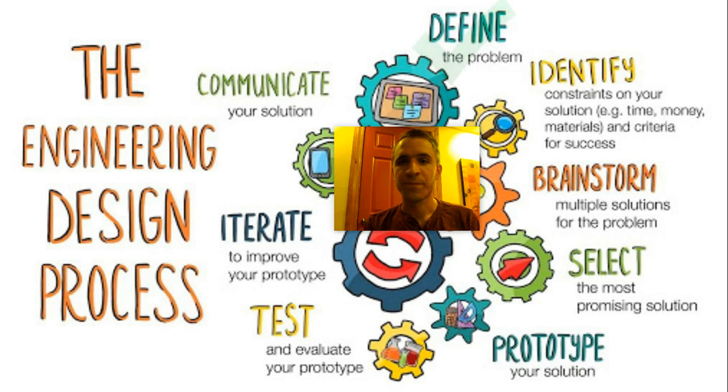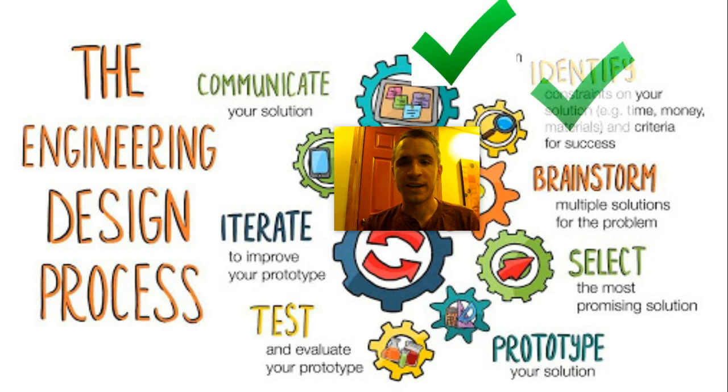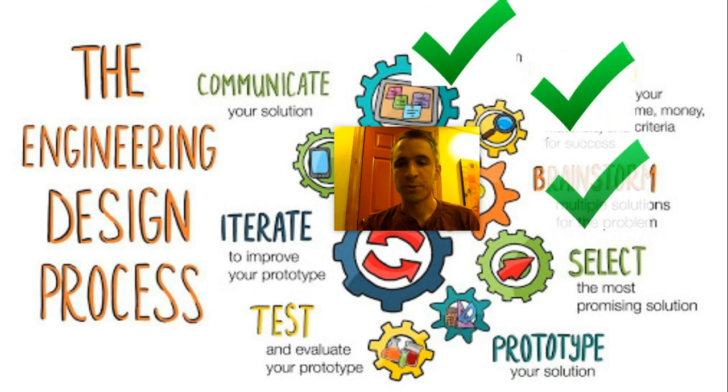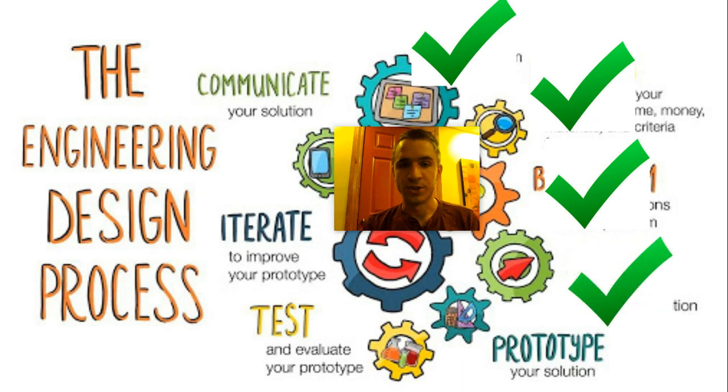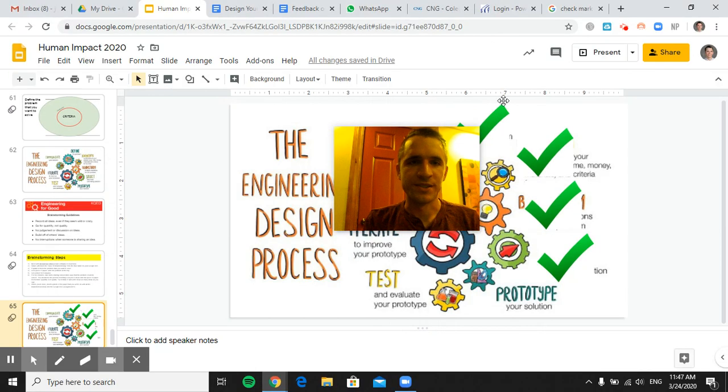So let's review that real quick. We defined the problem. We identified criteria and constraints. You brainstormed, and then you just selected the solution that you want to pursue, the solution you want to really design and flesh out. So I'm going to go over what this is going to look like.